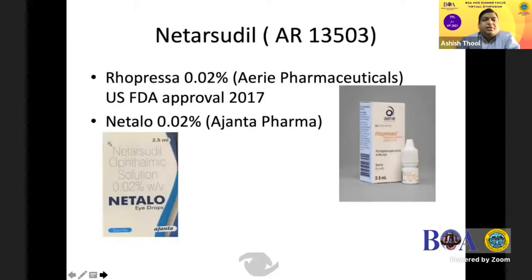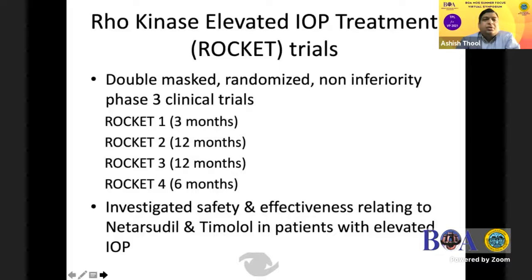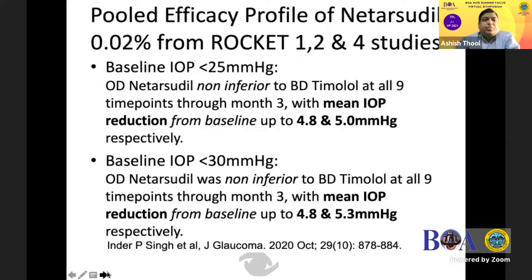been seen. Netarsudil was approved by US FDA in 2017 under the brand name Rhopressa, 0.02% concentration. The same is available to us under the brand name Netalo for over 6 months now. The ROCKET trials, on the basis of which netarsudil got the US FDA approval, are phase 3 clinical trials which investigated safety and effectiveness of netarsudil and timolol in patients with elevated intraocular pressure.